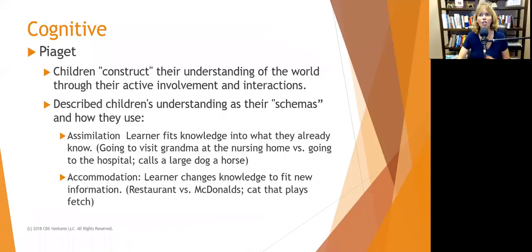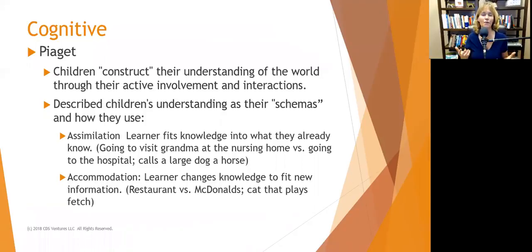Accommodation, on the other hand, is when the learner changes knowledge to fit new information. So think about when a kid goes to McDonald's and they have that play area, and you can be loud in the play area and run around and you take your shoes off and do all that kind of stuff, versus a sit-down restaurant. They're both places you go out to eat. So in the generalized schema, they should be the same. But in reality, not so much. So we need to help them change their schema to fit new information. So how do you know what type of restaurant it is? How do you know whether it's okay to run around and be crazy, or you have to stay in your seat and be quiet?